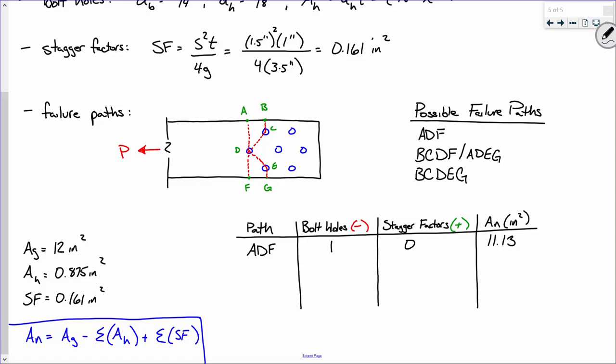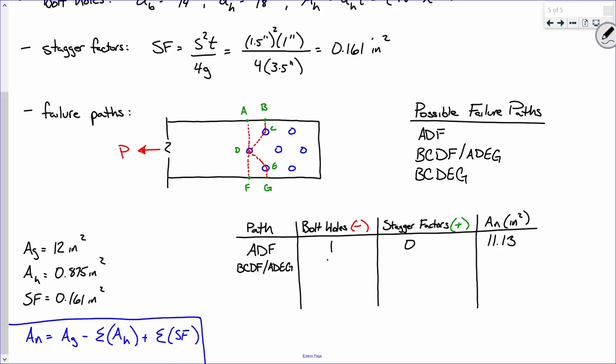Now let's take the next one. So the next one we have listed is what? BCDF or ADEG, right? How many bolts are we subtracting from those paths? From either one, it doesn't matter.